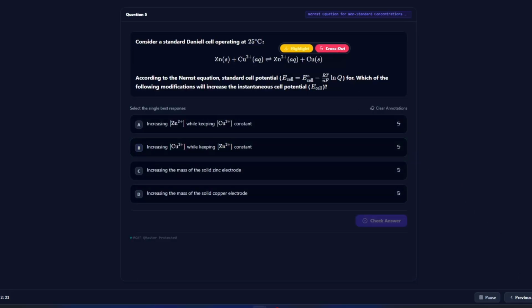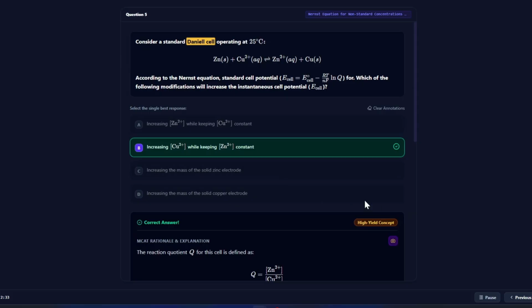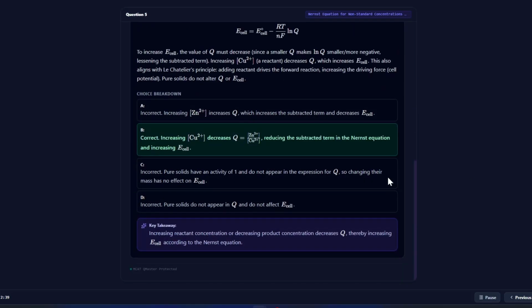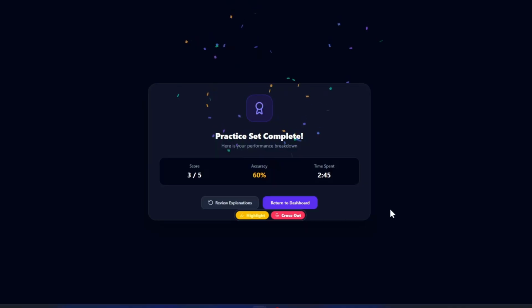Next one, consider the Daniell cell, right? That was another galvanic type of cell. Let's say we chose B again and got it right. So here's the solution and the answer, and also the key takeaway, right? Awesome. Then you're going to end your block, and that was the end of your block. Okay, so that was the end of the entire review and practice. I hope it was really helpful.